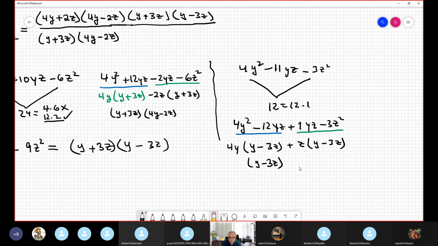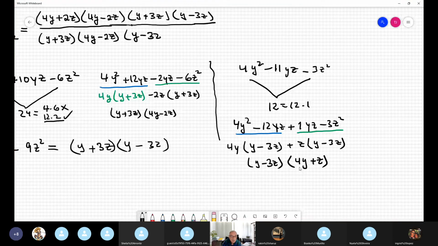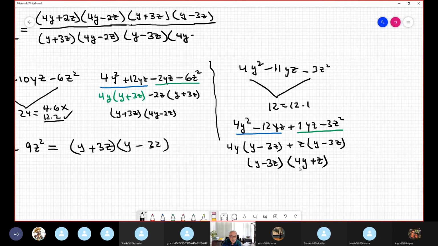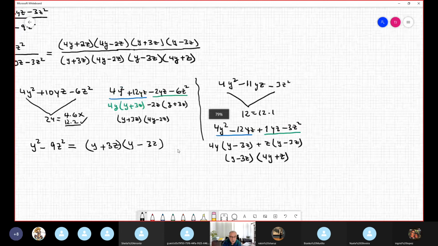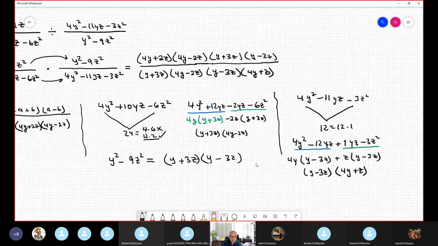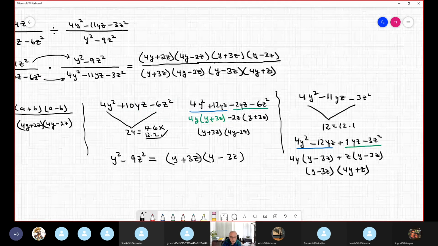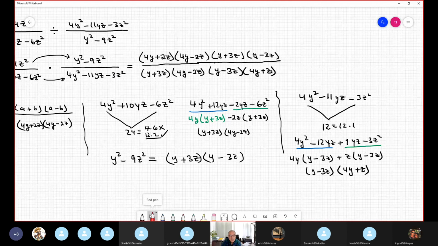y minus 3z is the common factor for y plus z. y minus 3z for y plus z. Okay, yeah, I finished the long way, the long part. Now this is the nice, really nice part. You cancel out what factor you consider is repeated in the top. Remember, they're twin brothers, no?